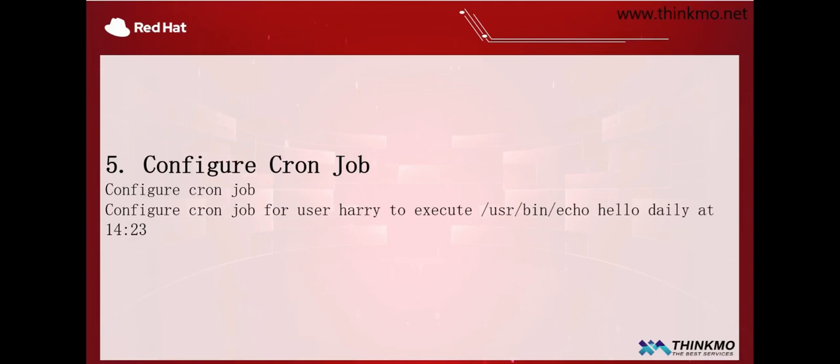Hello everyone. Today we will continue to explain the content of the Red Hat System Administrator certification. Next we will discuss the fifth question, which is about configuring scheduled tasks in our system.